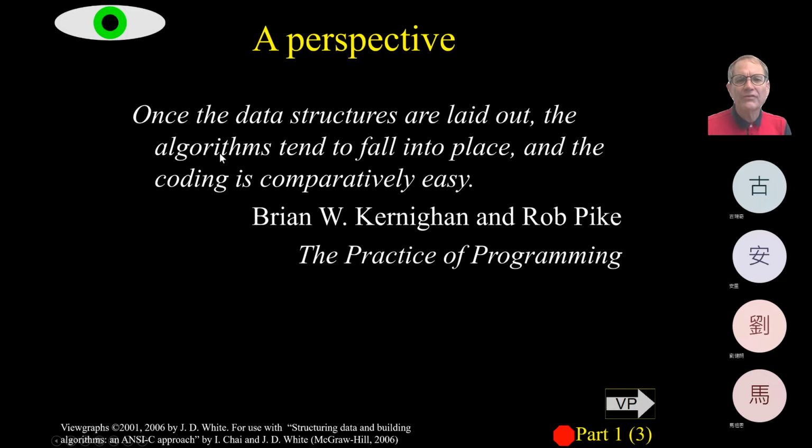Another perspective is from Kernighan and Rob Pike, the people who invented the C language: once the data structures are laid out, the algorithms tend to fall into place, and the coding is easy. So first you decide how you want to structure your data. Then you decide your algorithms, that's the UML. Then the C coding is what you do at the very end. You don't start coding with C first. You first get your UML and your data structures, how you want to organize your data. That's the crucial issue we need to work on.